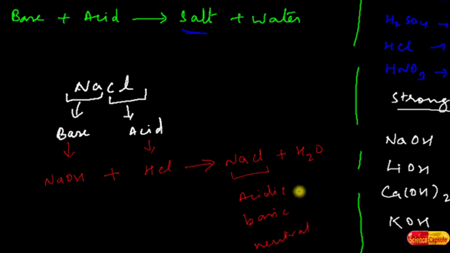So this is very important. In order to identify this, there is a formula. Let us understand that formula. From that formula you can easily identify the chemical nature of a salt. Let us find that also.